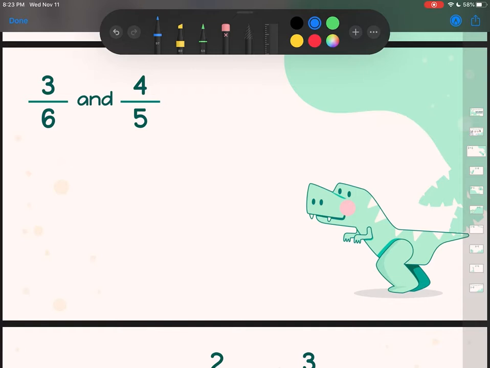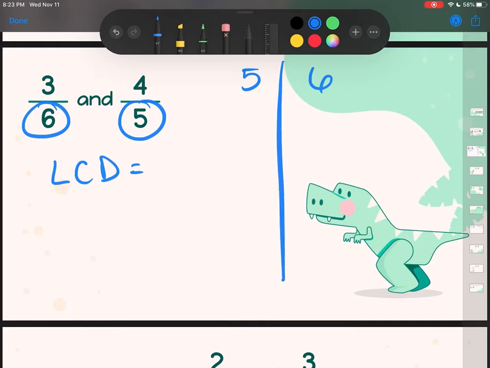All right, let's try another one. So I've got 3/6 and 4/5. I want to find their least common denominator, right? So I'm going to look at their denominators. We've got 6 and we've got 5. So we're going to skip count by 6 and 5 until we see a number that they have in common.